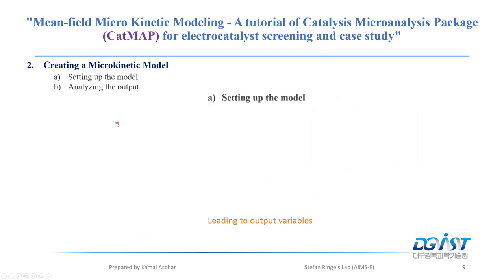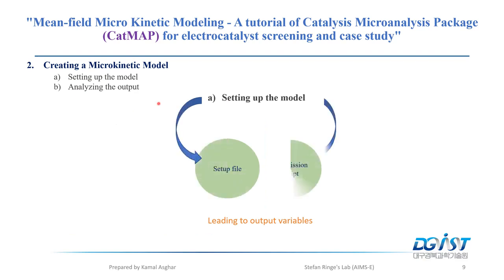So we have already generated the input file, and now we are going to start the second step, which is creating the microkinetic modeling. Creating the microkinetic modeling consists of setting up the file, a model, and analyzing the output. The second step, microkinetic model creation, is one of the toughest steps of CatMAP. First you have to set up the model, and setting up the model has 2 more steps.